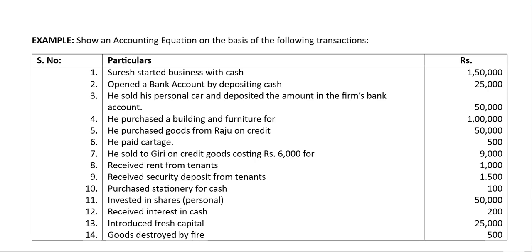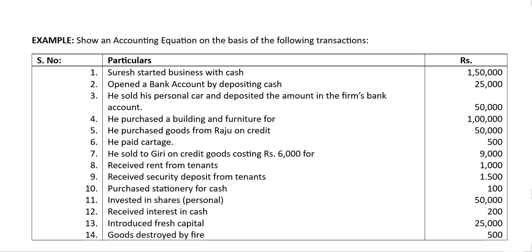First transaction, Suresh started business with cash rupees 1,50,000. Second transaction, opened a bank account by depositing cash rupees 25,000. Third transaction, he sold his personal car and deposited the amount in the firm's bank account rupees 50,000. Fourth transaction, he purchased a building and furniture for rupees 1 lakh.